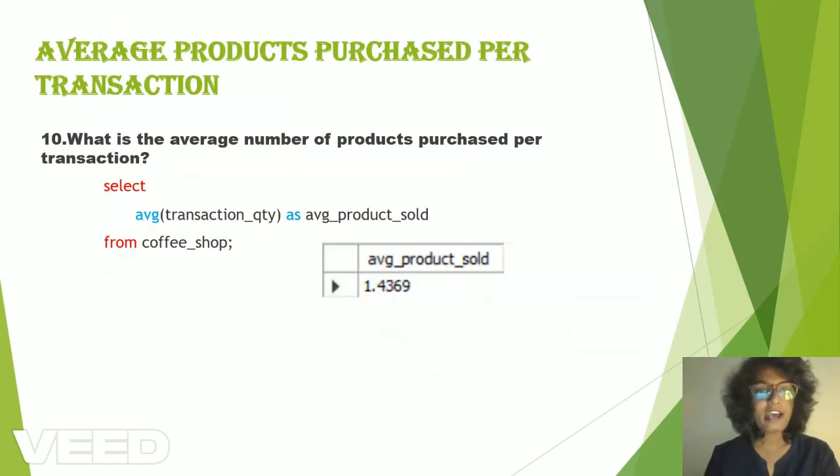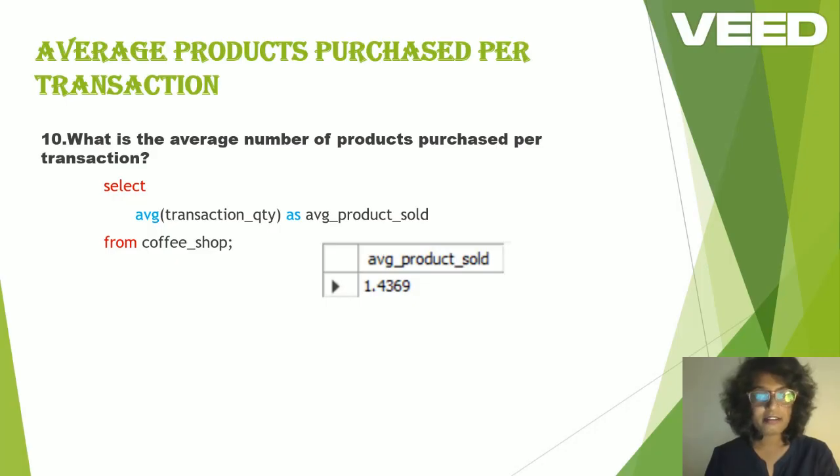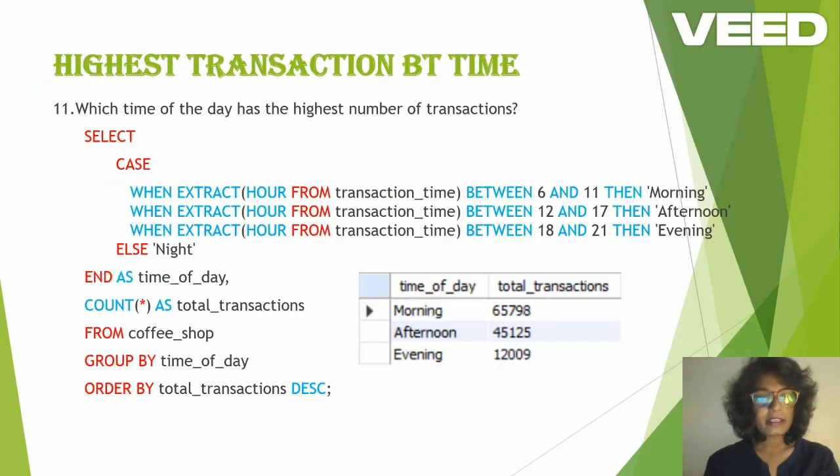Question number 10: what is the average number of products purchased per transaction? By using SQL queries, we got 1.4369 as the average number of products purchased per transaction. By running this query, I got total transactions of 65,799 in the morning, 45,125 during the afternoon, and 12,009 in the evening.